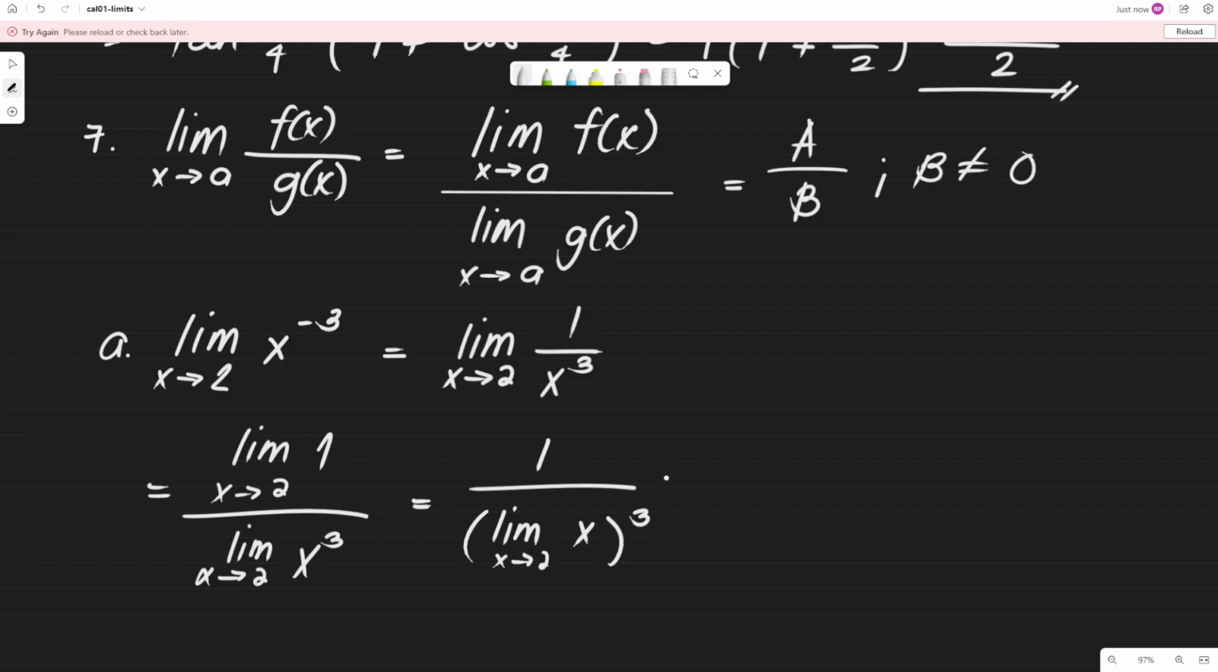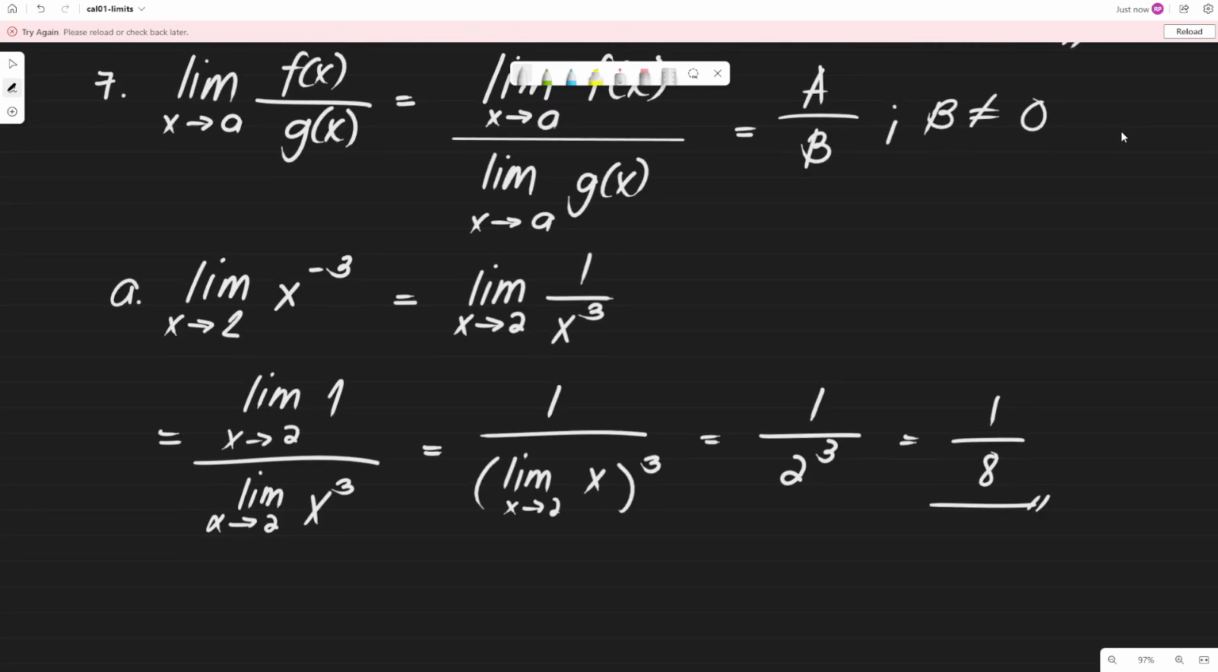Using the previous theorem, we have 1 over 2 cubed, right? We have substituted it already. So, 2 cubed is 8. So, therefore, the evaluated function is equivalent to 1 over 8. The limit of the function is equivalent to 1 over 8. Okay? So, those are basically the theorems that govern limits, how we evaluate limits.